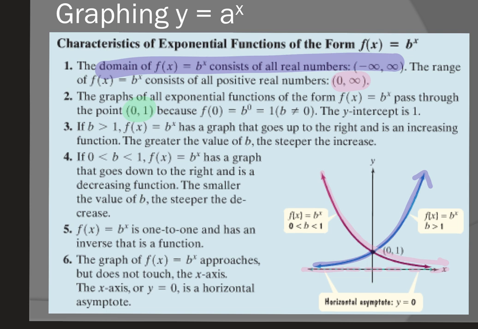And then 6 says it has a horizontal asymptote at 0. It will get as close to that horizontal asymptote as possible without touching it. So when you are graphing these, you have to be careful to not cross your horizontal asymptote. Your horizontal asymptote will be part of what you graph.